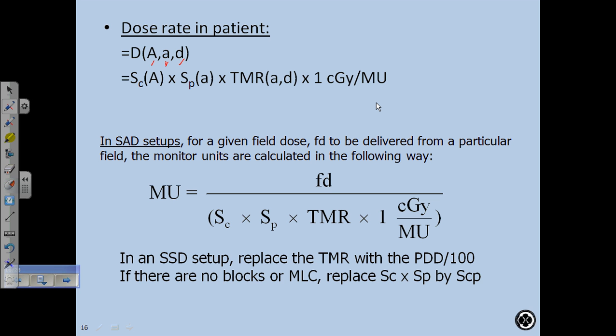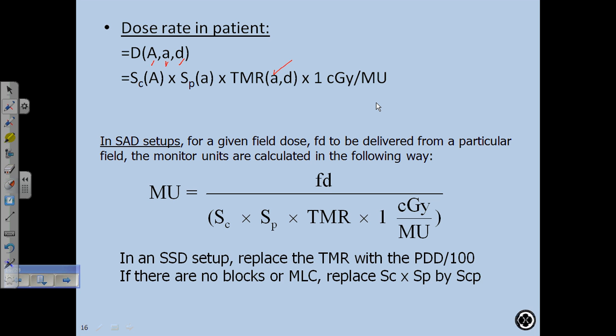Then TMR. Now, here's something else to remember. We all know that TMR depends on field size, but is it big A or little a? It's little a. TMR depends on the scatter in the patient. It doesn't depend on the jaws. It would depend on the jaws only if there's no normalcy.